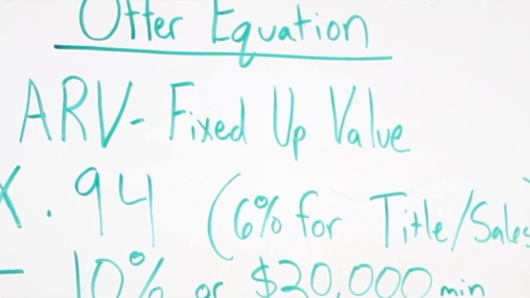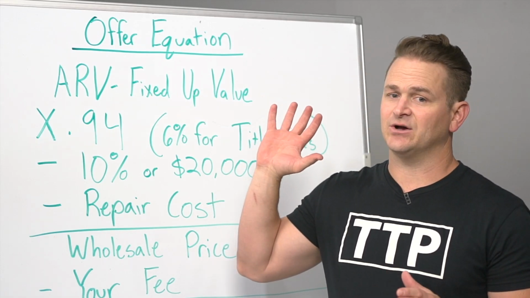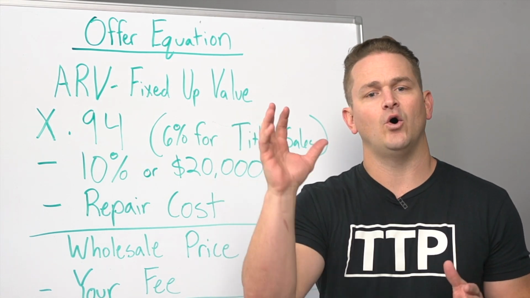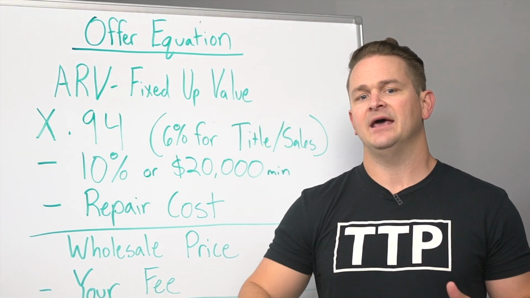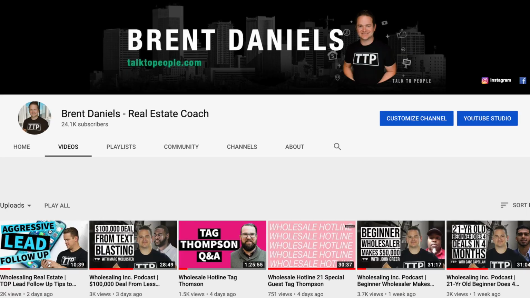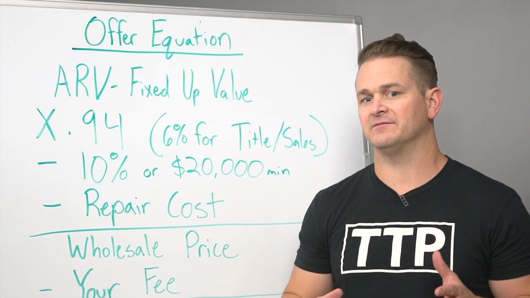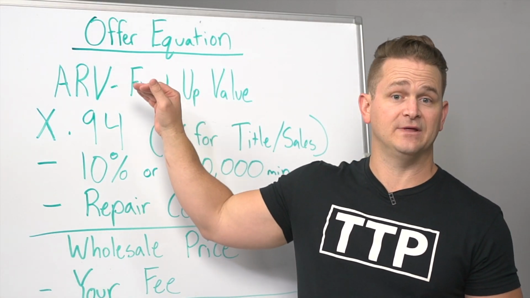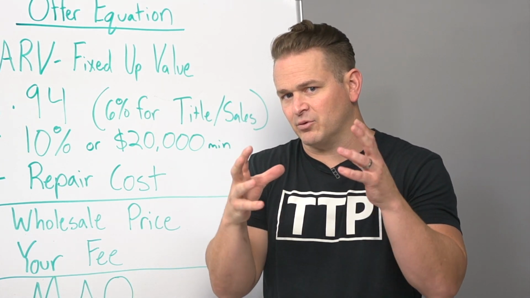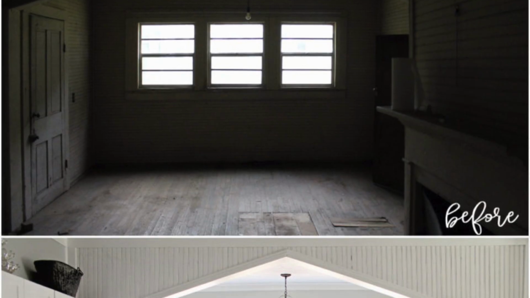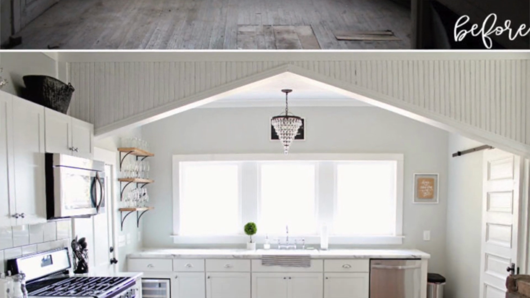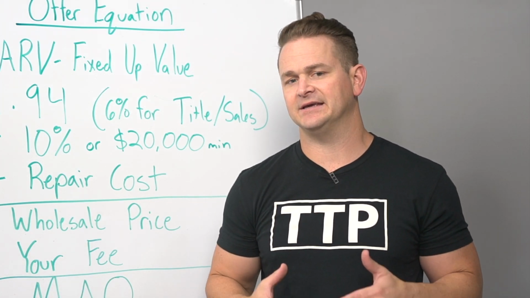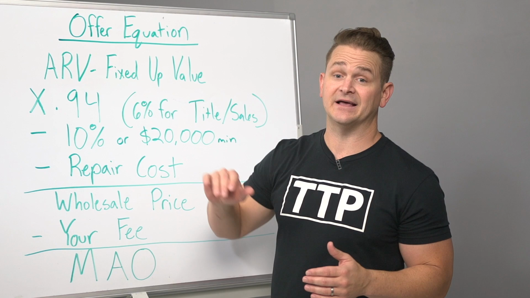Now, the first thing you need to understand how to do is understand what is the fixed up value of these properties. Now, that's a whole different training. That's a whole different video. You can check that out. There is a ton of it on this channel, so definitely check out how to find the ARV. So let's just assume you know how to do that. Just find the best properties that are totally renovated and what are they selling for that are similar to the property that you're looking to either purchase or wholesale. So you've got the ARV.